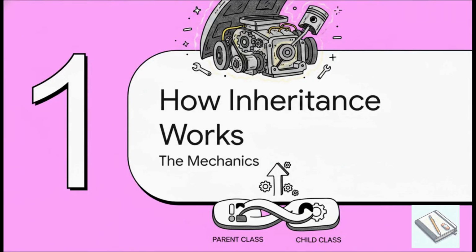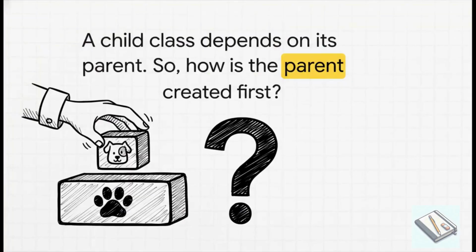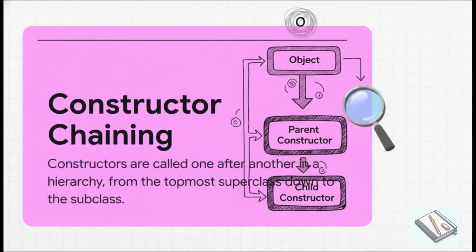How does Java actually pull off these parent-child relationships between our classes? Now here's a crucial question. For our dog object to be a valid, complete object, the animal part of it has to be created first. It depends on it. So how does Java make sure this happens in the right order every single time? The answer is this really cool automatic process called constructor chaining.